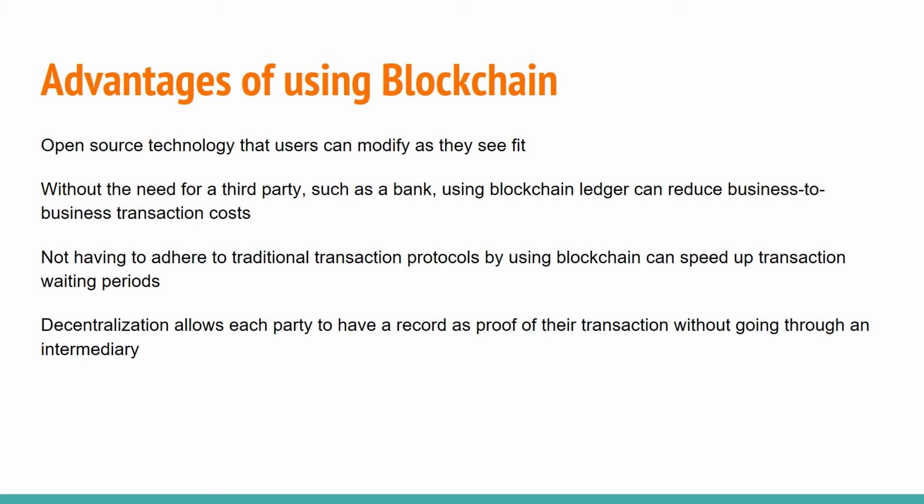Another advantage of using blockchain is the reduced costs. Because blockchain eliminates the third party in a lot of transactions, such as a bank, using a blockchain ledger can reduce business-to-business transaction costs. As well as removing the third party, it removes some of the rules that are associated with making transactions, and that can lead to faster transaction settlements. When you take out some of the protocols that are used in business today, and instead make an agreement via the blockchain, it will speed up transaction waiting periods and businesses can get what they want more quickly.